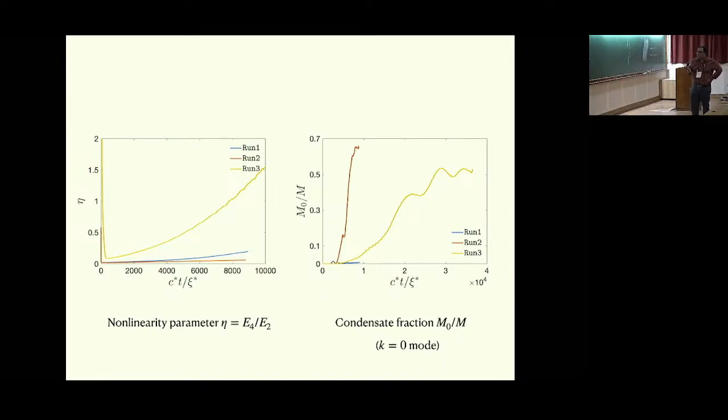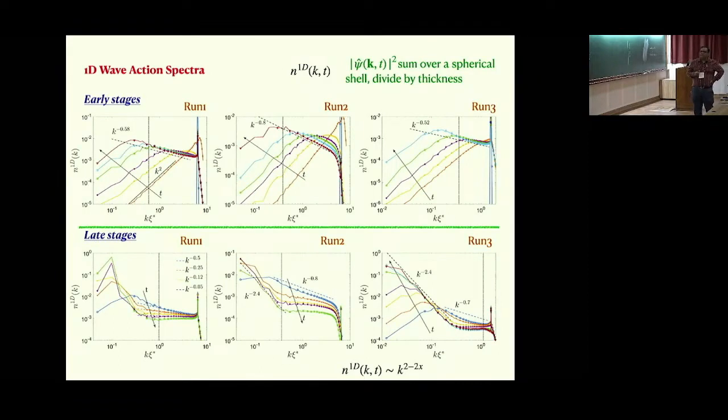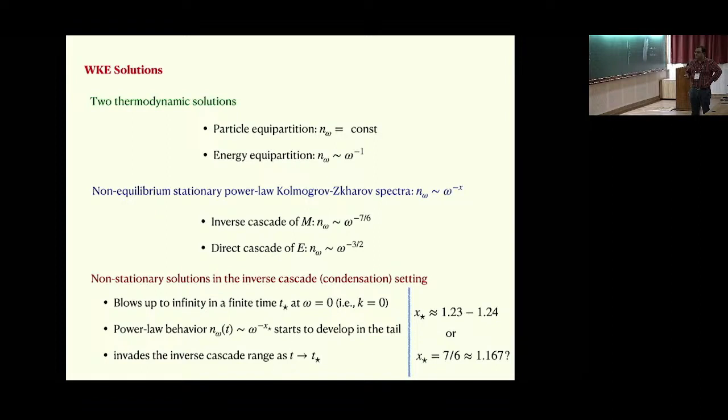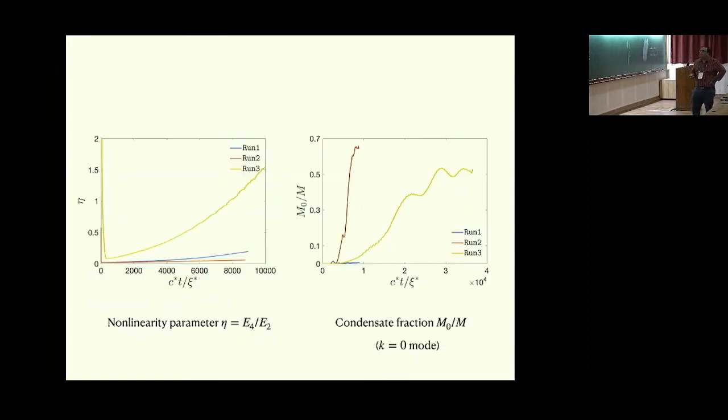So with that, let's move to the wave action spectrum, specifically the 1D wave action spectrum that I obtained by summing this mod psi k squared over a spherical shell and dividing by the thickness of the shell. I construct this object and track it as a function of time for these 3 runs, in the early stages and the late stages, because I want to compare them with the pre-blow-up and post-blow-up scaling.